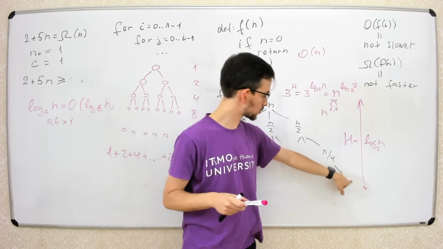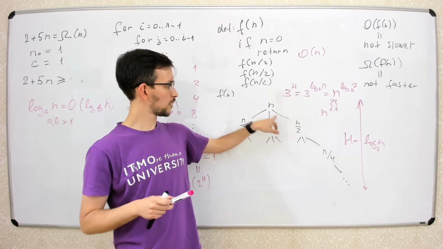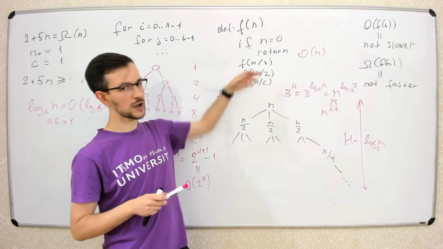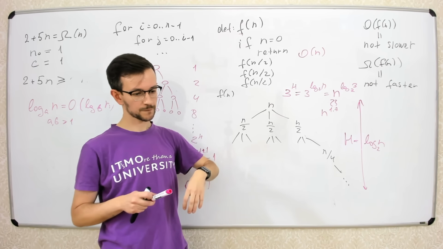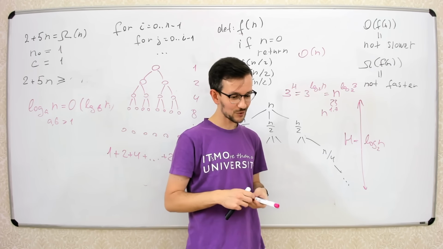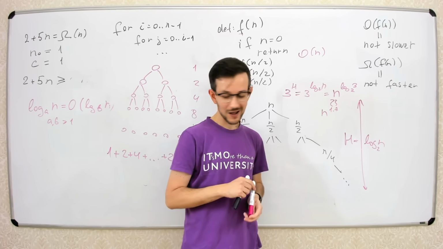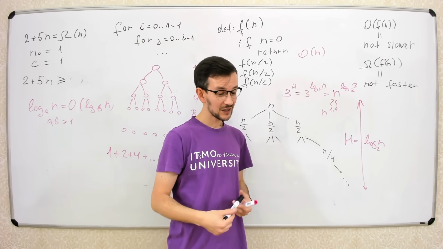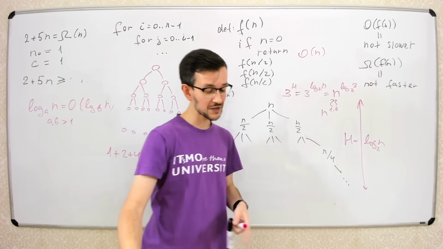Height will be log base 2 because each time we split in 2. So each time we have n over 2 here. So each time n is decreased twice. Yeah, and that's a good question. I will add this in the practice section. That's a nice exercise. Try to solve it.